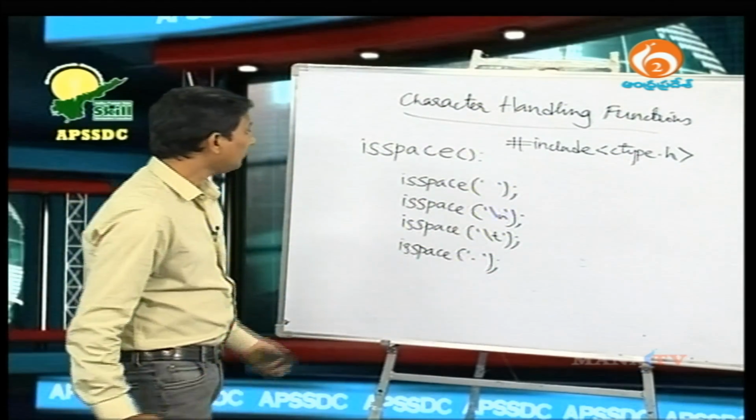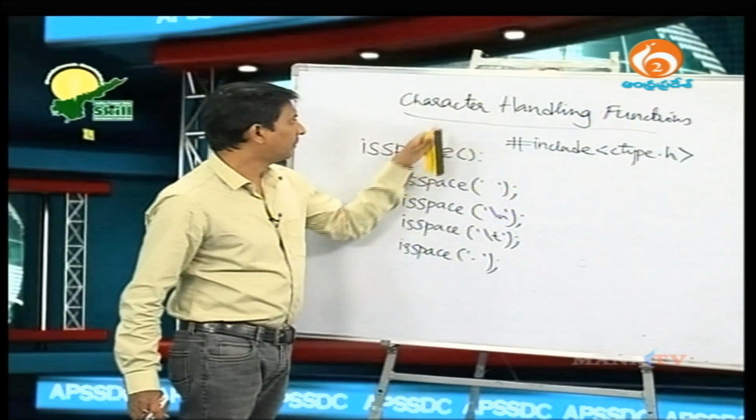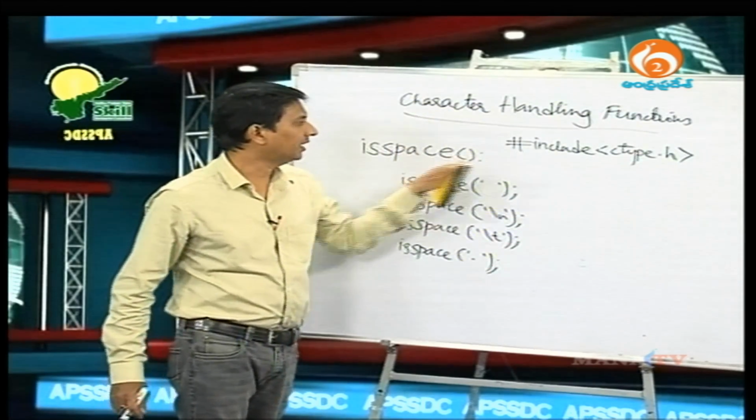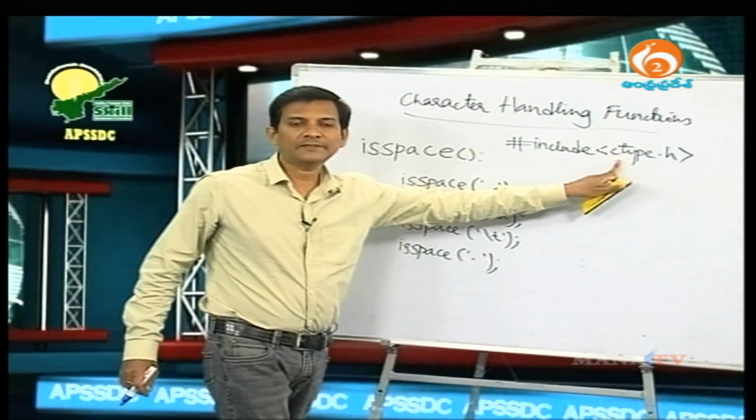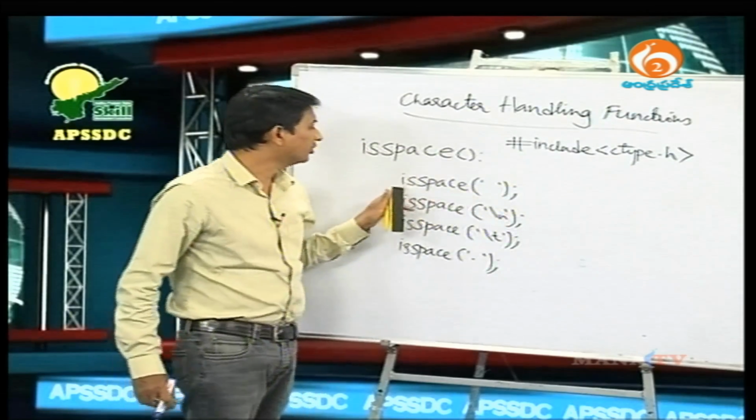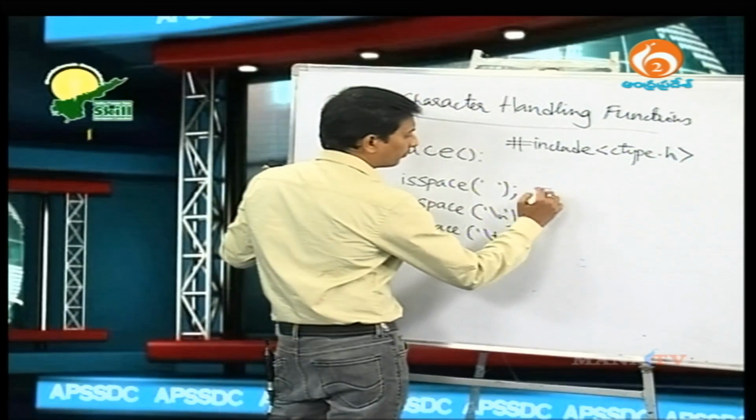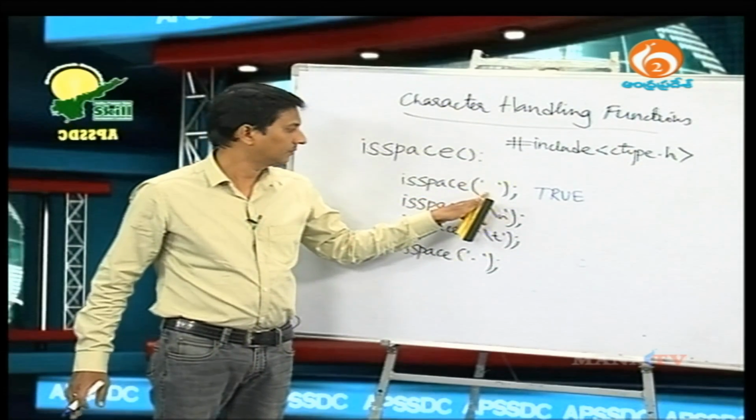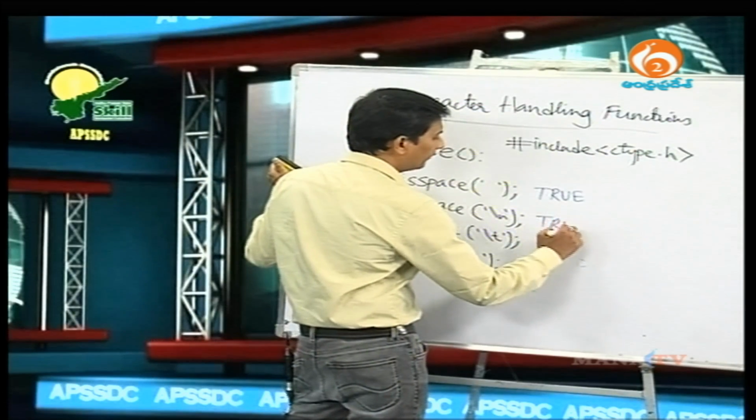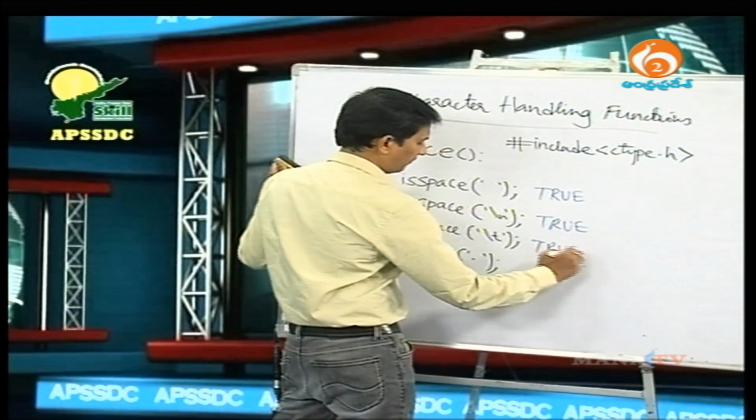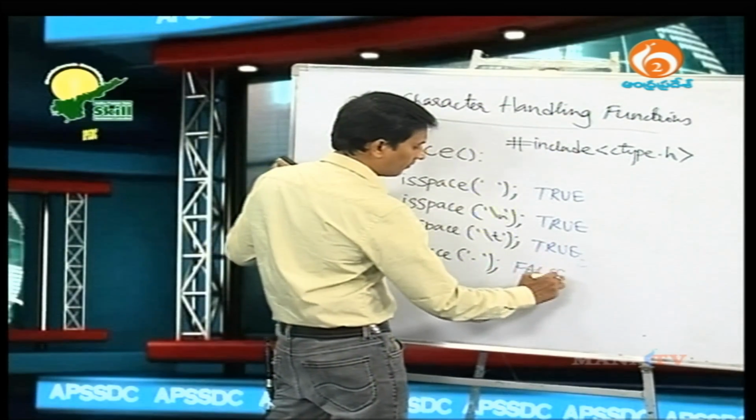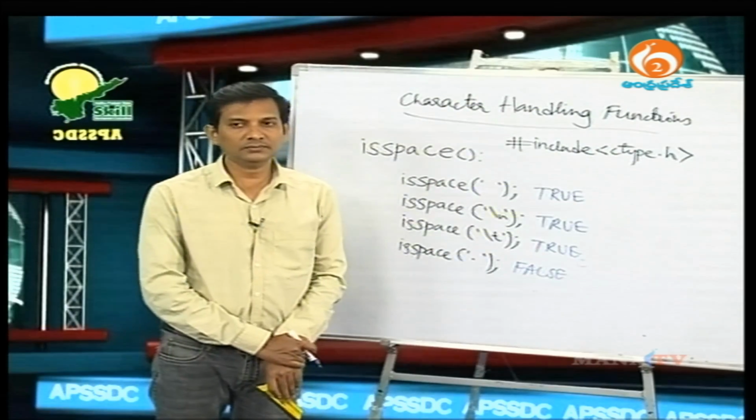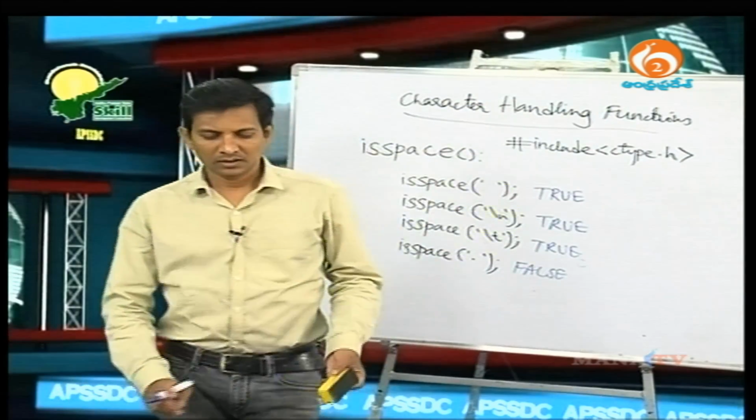Now you tell me. Is space is a predefined character handling function, which is predefined in the ctype.h header file, and which returns true when it contains the space, which also returns true whenever there are escape sequences, and which returns false otherwise, because it is a special character, which returns false.